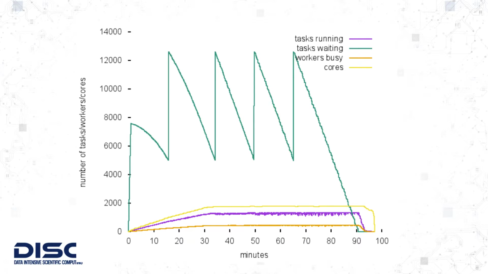On the x-axis, we have the runtime of a complete application that took almost 100 minutes. On the y-axis, we have the number of tasks running, waiting, the number of workers busy, and the number of cores currently in use. There are a lot of other things that you can plot if you want. In this particular example, we see that the number of tasks waiting oscillates between 6,000 and 12,000. This is because the particular application keeps generating new tasks in batches. And the number of cores in use slowly climbs up to about 1,500 and then ramps off as the tasks finish.